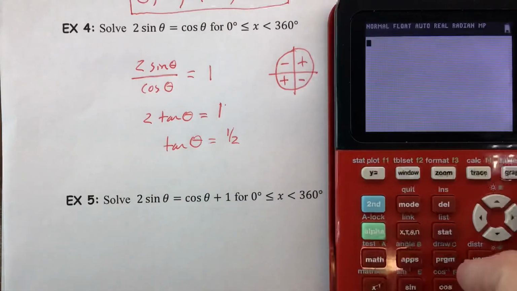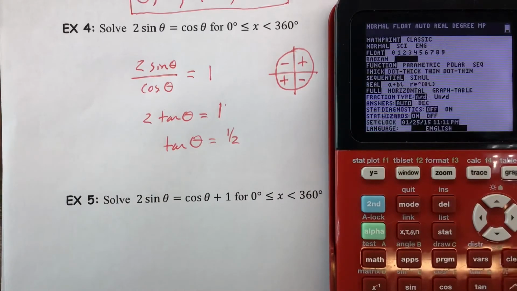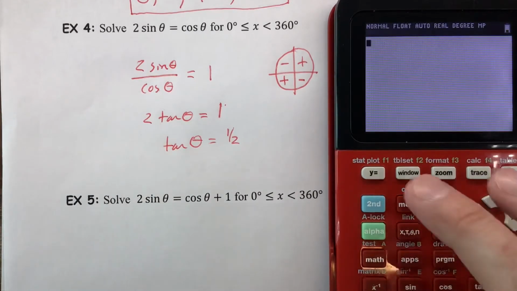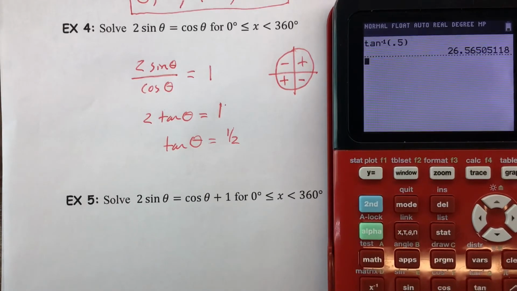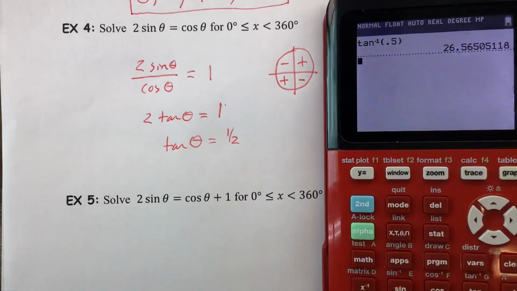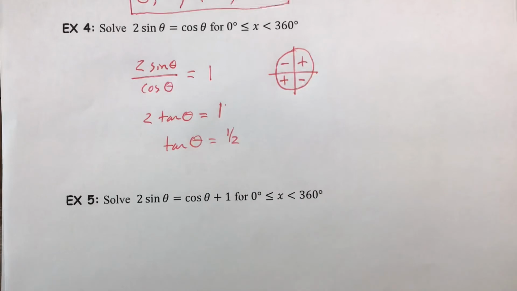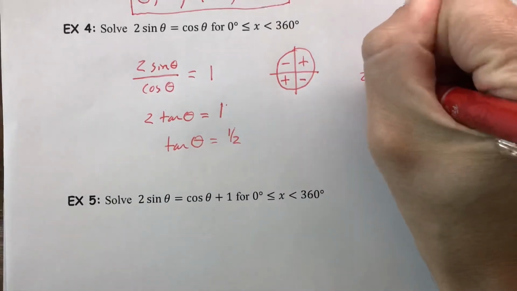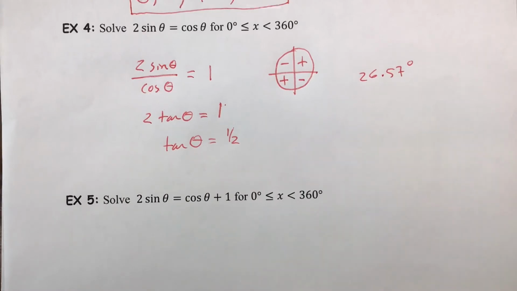All right, so let's switch over to degrees, and then take the arc tangent of 0.5. That gives us 26.56 degrees. We'll go ahead and do 2 decimals. Actually, it's going to be 26.57. All right, so we get 26.57 degrees. That would be one answer.